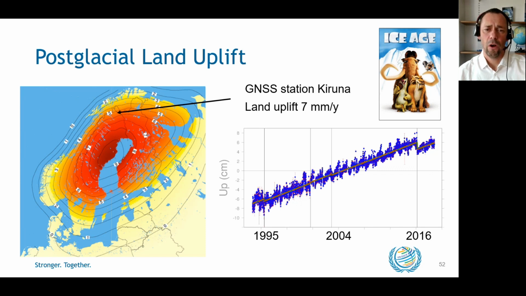In the graph on the right, you see the uplift rate for the particular GNSS station in Kiruna, which has an average uplift rate of 7 millimeters per year. Such land uplift, with a rate of around 1 centimeter per year over a large area, could not be seen without a precise vertical datum.